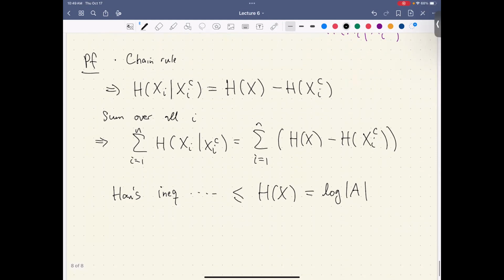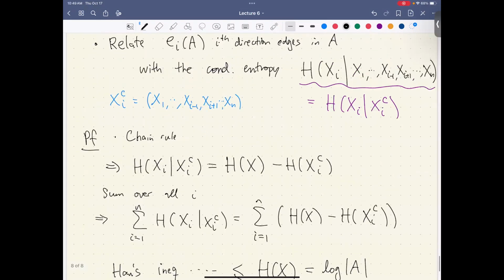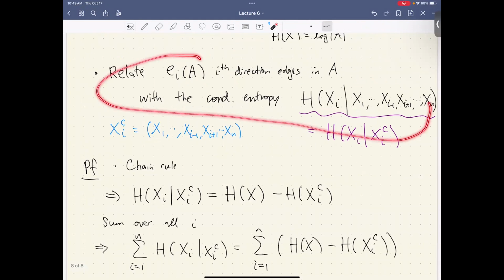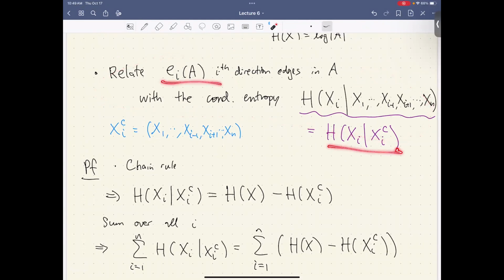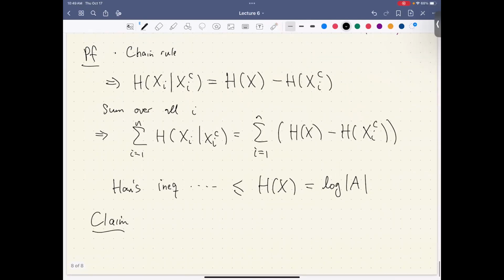So it suffices to prove the following claim. The claim is, with the idea here, this conditional entropy, we can express it using the ith direction edges. H(xi | xi^c) equals the ith direction edges in A times 2 over the size of A.